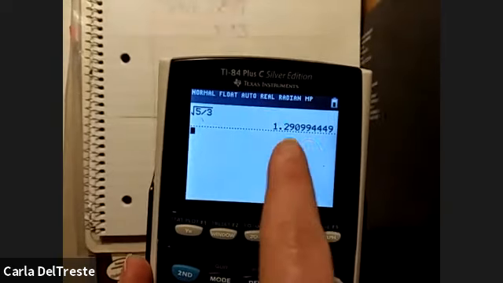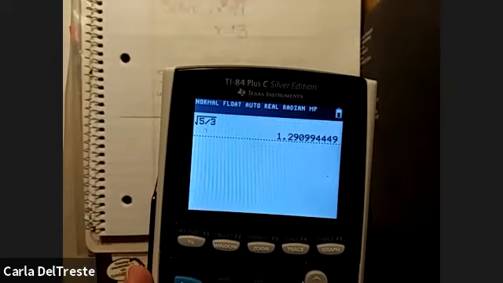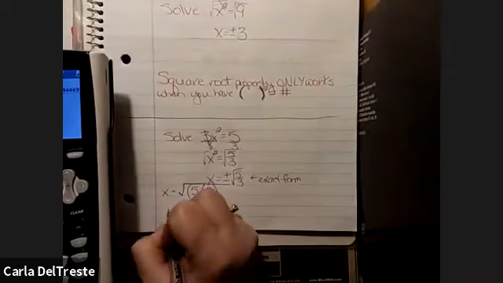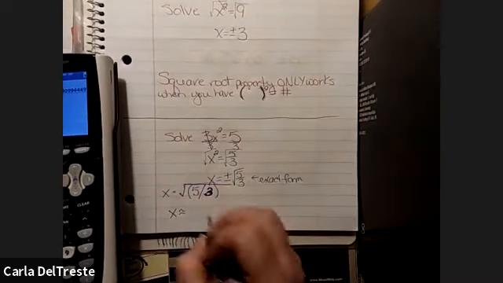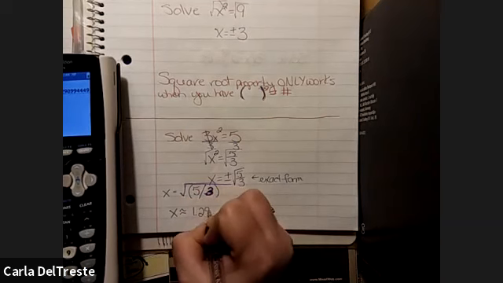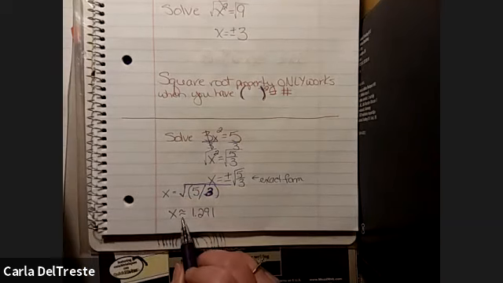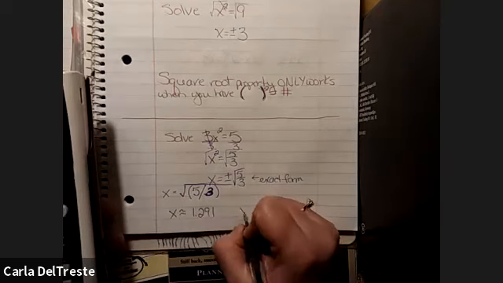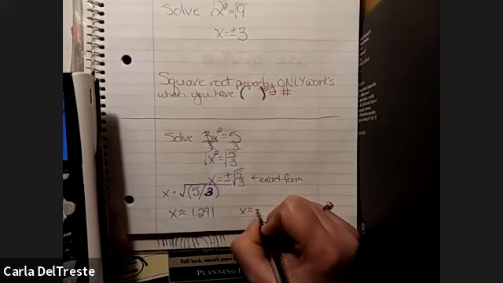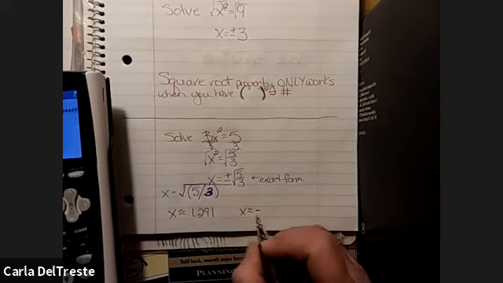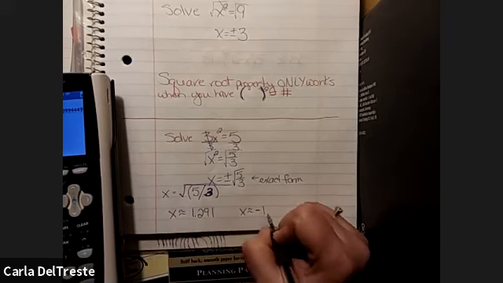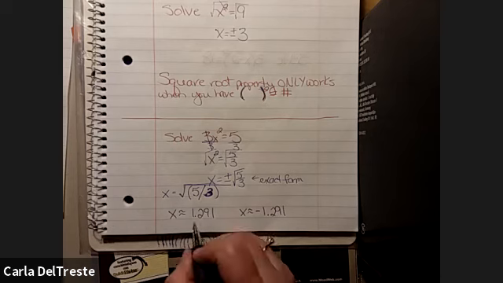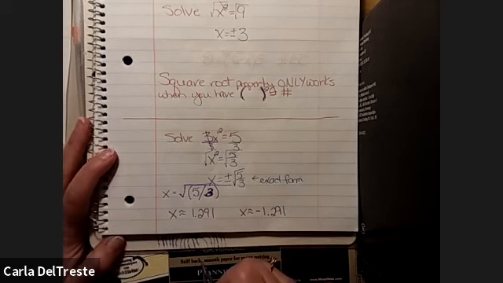And I get an approximate answer, if I round to 3 decimal places, of 1.291. So I would say that one of my possible answers is that x is approximately 1.291. And I use the squiggly equals because I'm rounding this off. But remember, there are 2 possibilities. So it's also the negative of this, so negative 1.291. So these would be my 2 possible answers.